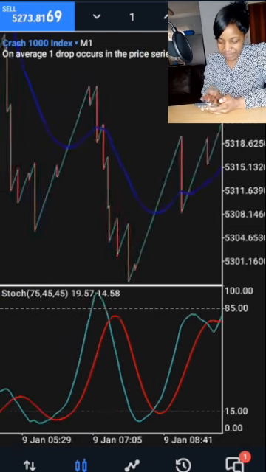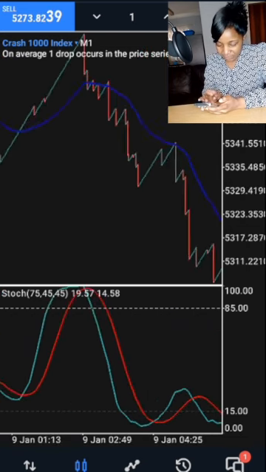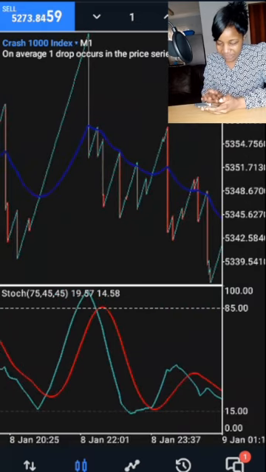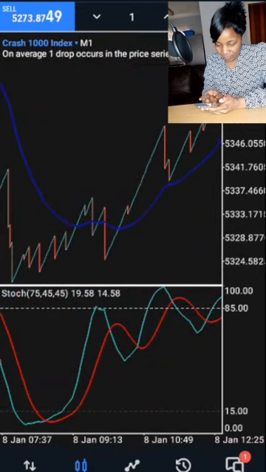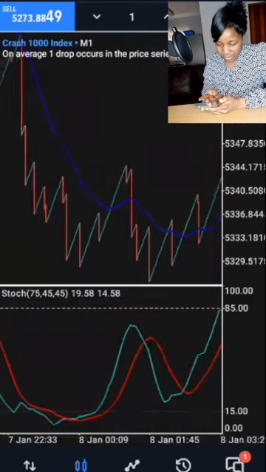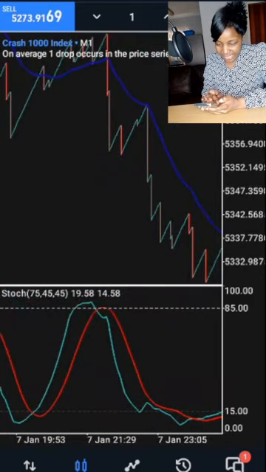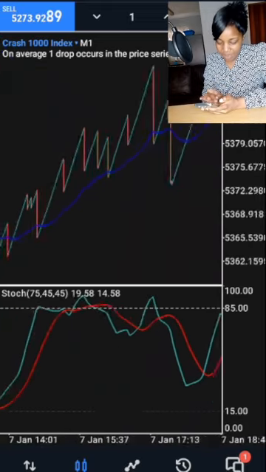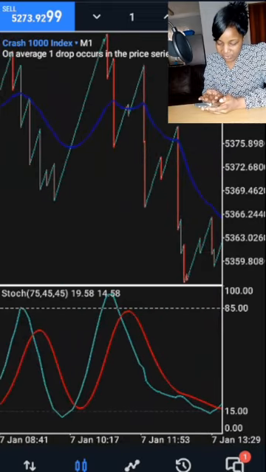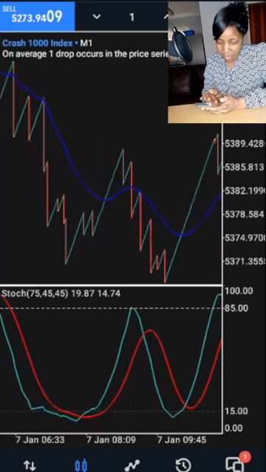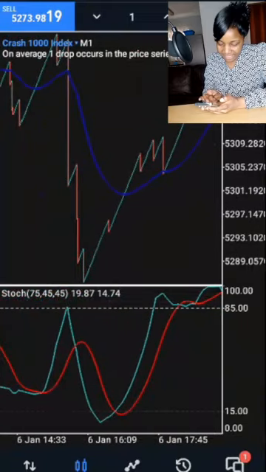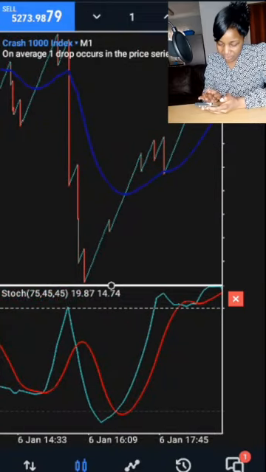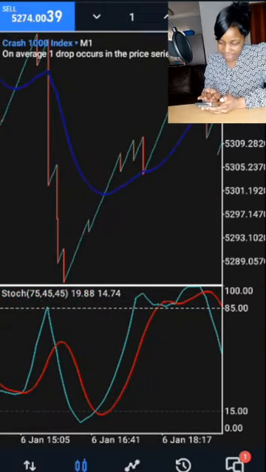Let's look for another perfect entry in crash 1000. Remember, the crossing has to occur below level 15. And we also need to have confirmation from our main chart whereby the price or the candlestick crosses the moving average or the blue line. So when those two conditions are met, that's when we execute our trade.